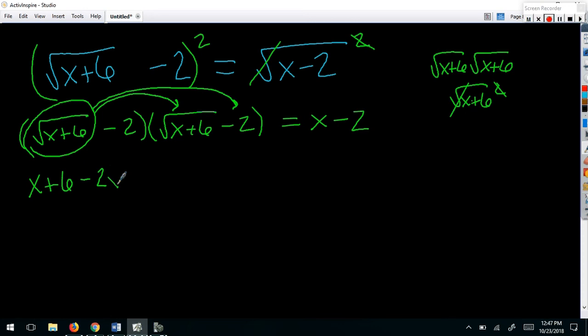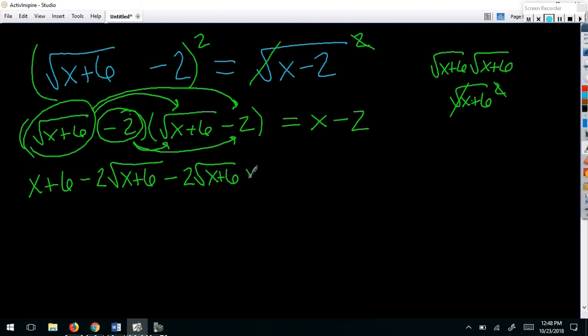Minus 2 times the square root of x plus 6. Do that again, because it's the same on the inside. Okay, I've foiled the first term. Now move on to the negative 2. Negative 2 times the square root of x plus 6, plus 4.